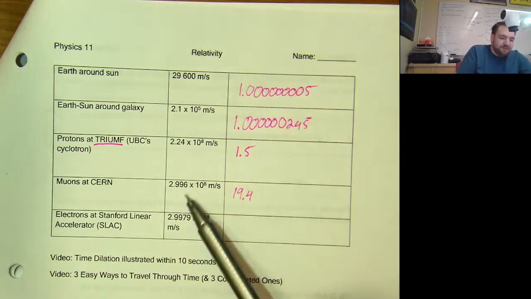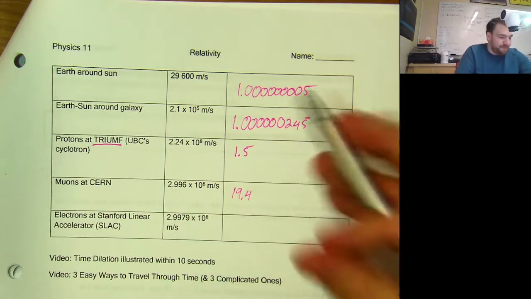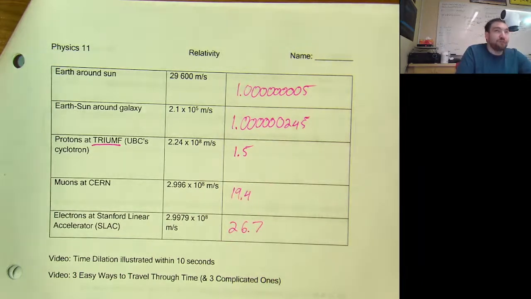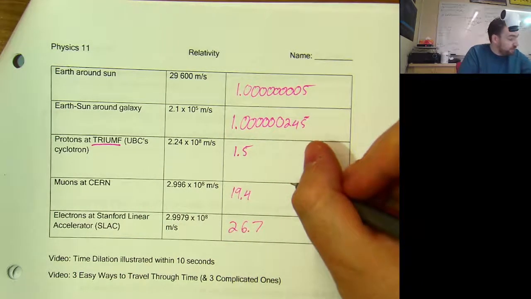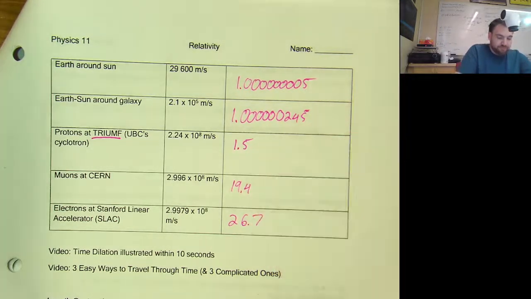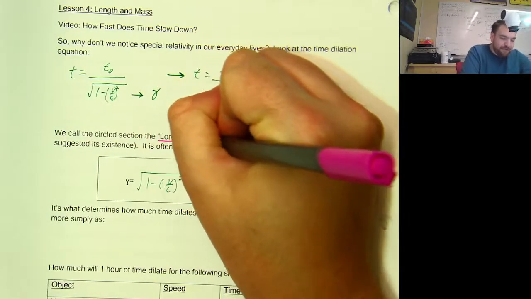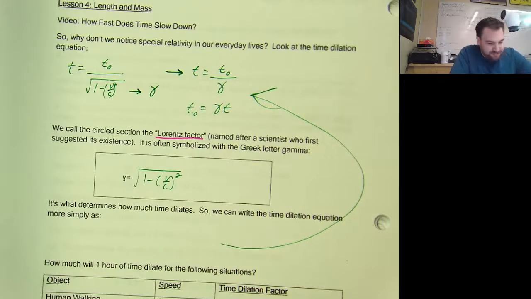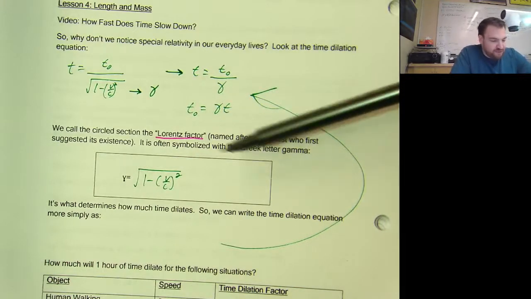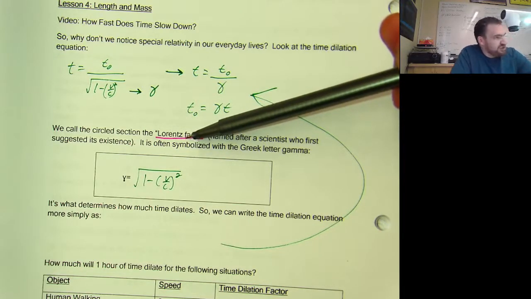The difference here, I mean, we went from 2.996 to 2.9979. All of a sudden, that Lorentz factor, I didn't even call it that, but that's what it is, that gamma factor starts getting larger and larger and larger very, very quickly. I didn't specifically say it, but this gamma has a name. It is called the Lorentz factor, which I should have introduced earlier, named after a scientist who first suggested its existence. Lorentz was a physicist and mathematician.